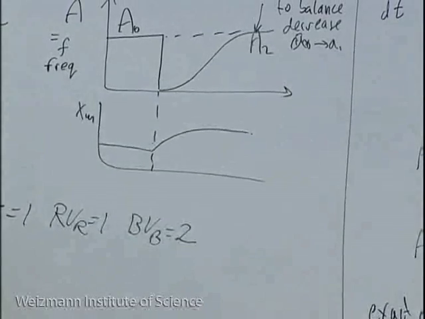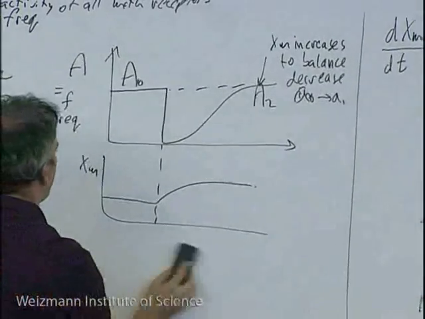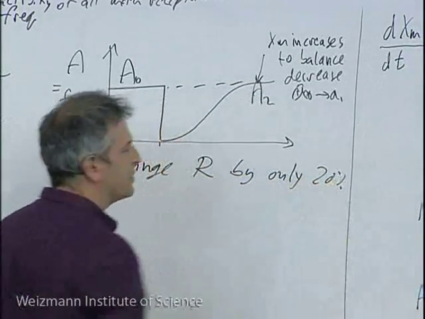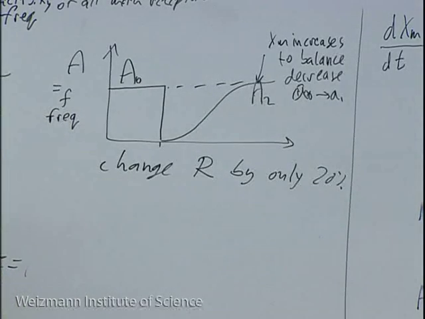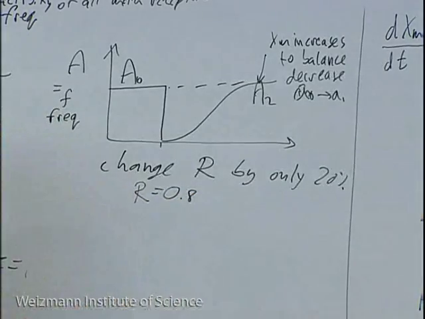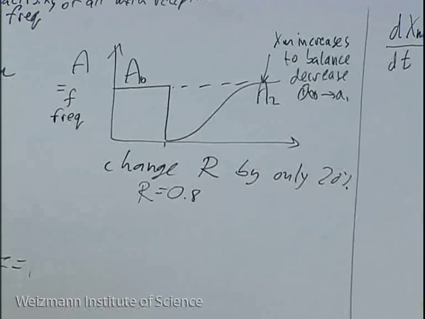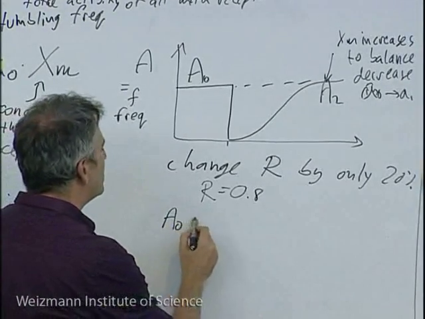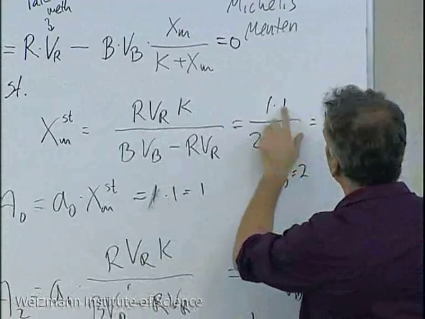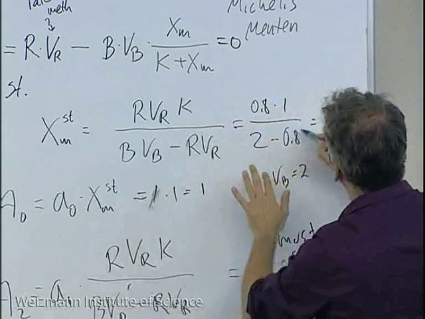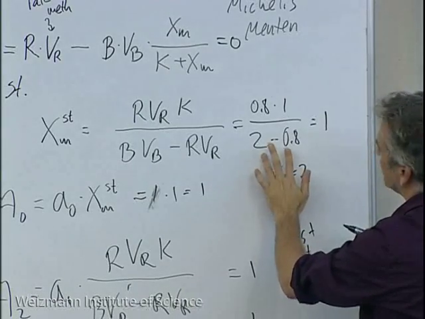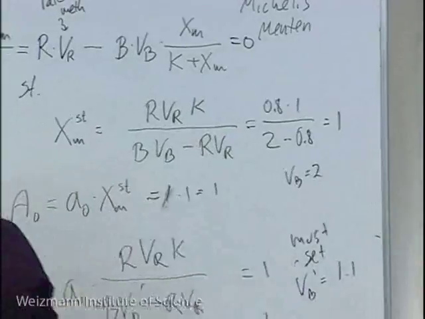But what if CheR levels change by only 20%? Let's imagine I have a 20% change in CheR levels. Let's say I reduce it by 20%. So now R equals 0.8. And I do the same calculations. I get that A0 goes down to 0.63 or something like that. We can say 1 times 0.8 divided by 2 minus 0.8. So this is about 0.8 divided by 1.2. Oh, sorry, 0.63.